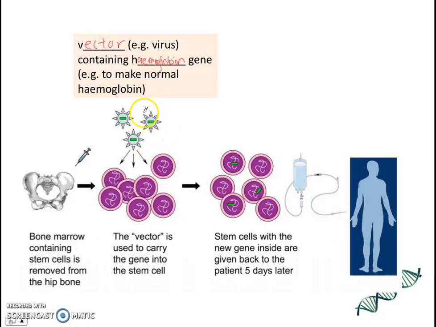Then we use the virus, which is the vector, to infect these stem cells and to insert the healthy gene into them. So over here now we have stem cells which have the healthy hemoglobin gene, and then we put these cells back into the patient, and these stem cells, which now have the healthy hemoglobin gene, are able to produce red blood cells with healthy hemoglobin. So we hope that through such technology, we'll be able to help people who have genetic diseases.